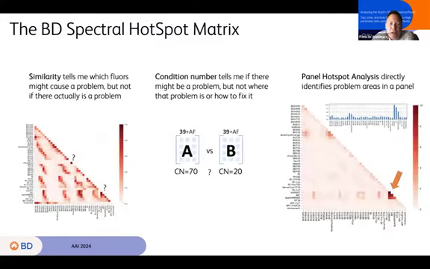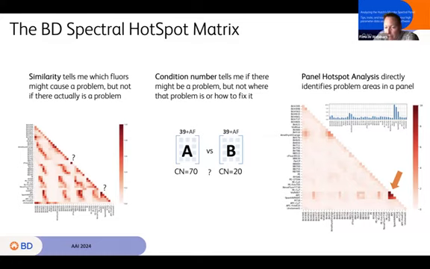So the spectral hotspot matrix is going to also point out where we've got places that are actually problems, where we see increased spreading causing a problem, whereas the condition number or the similarity index are only indicating places where there may possibly be a problem. And so the difference in these graphics we're seeing, particularly the one to the far left and the far right, is that the one on the left is showing places where there is a potential for problems. The one on the right is showing where there actually is a problem.